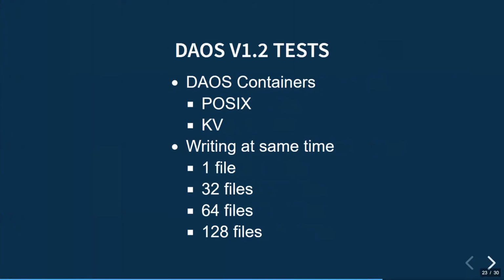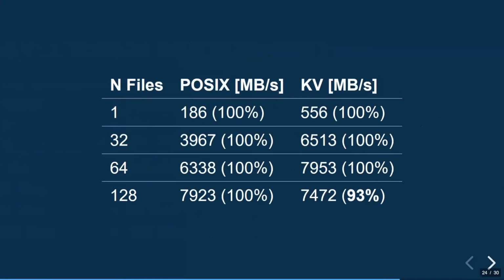So we were using DAOS 1.2, and I was testing that at the same time from these 8 nodes. We were writing 1 file, 32 files, 64 files, and 128 files at the same time. So just for the test to be bigger, on one node I was writing multiple files at the same time. And here are the results.